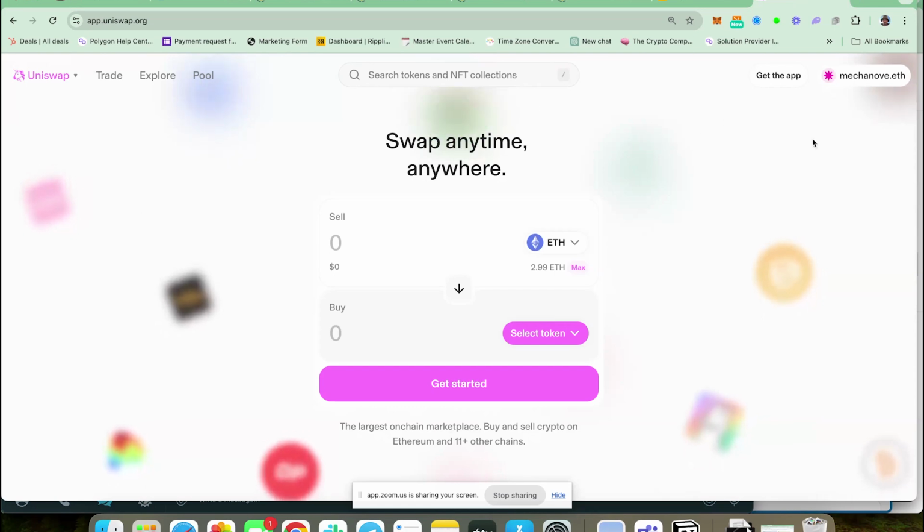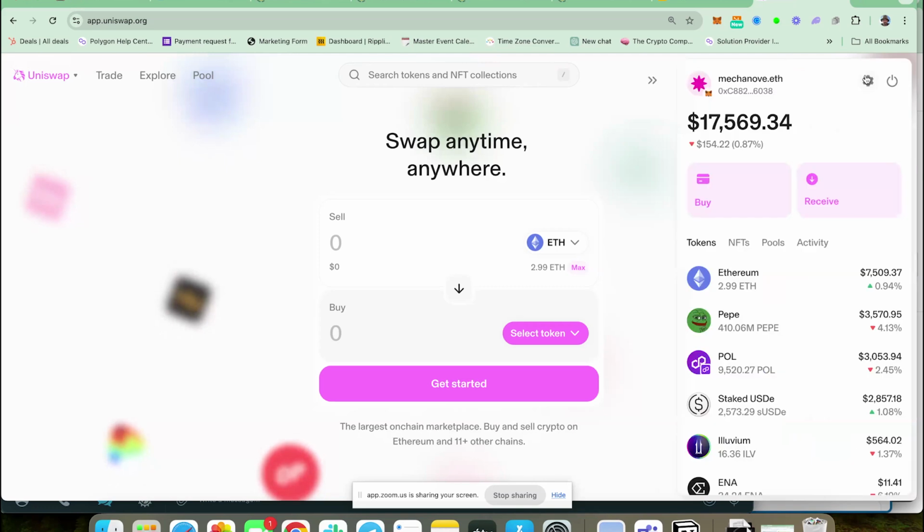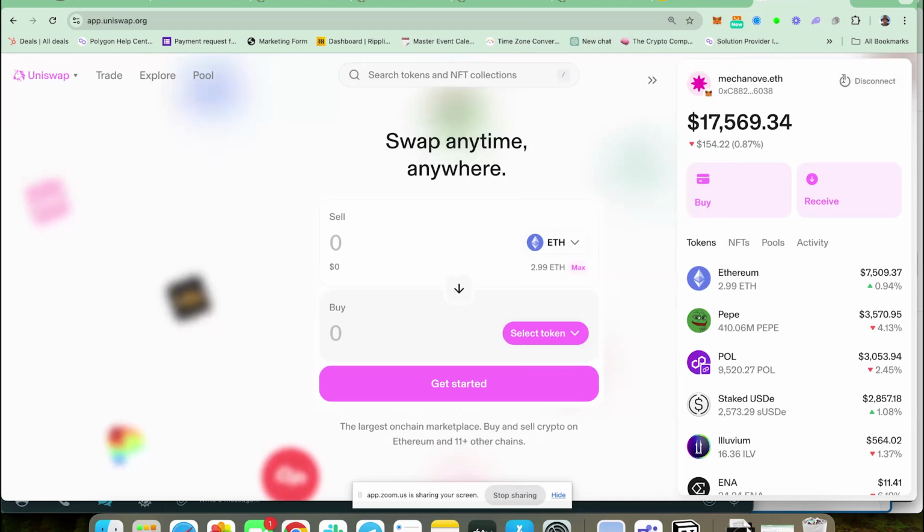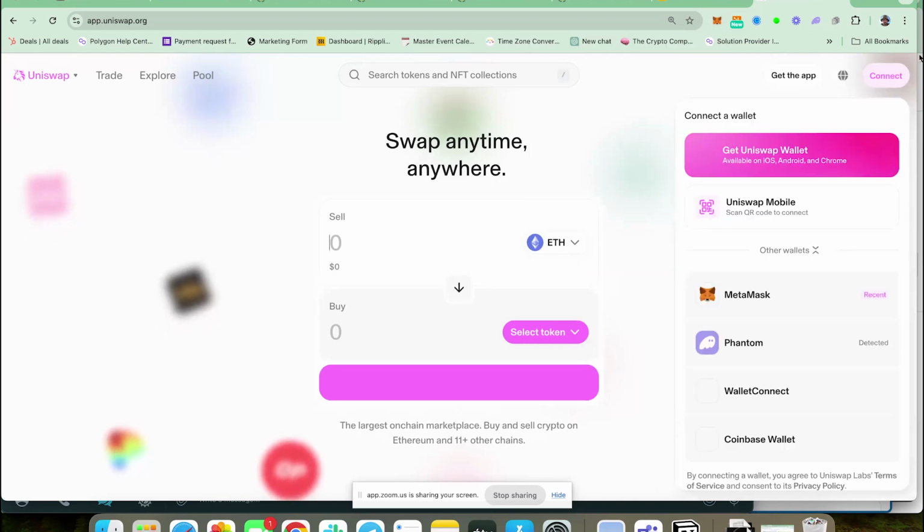So the first thing that you see here is that I am logged in, and this is my name, Echanove.eth. I'm sorry about showing numbers, but what I want to show here is that this is my address, and the address in this case comes from MetaMask, which is my wallet. Okay, so in order to log in, actually I'm gonna disconnect and connect so you can see what I'm trying to say.